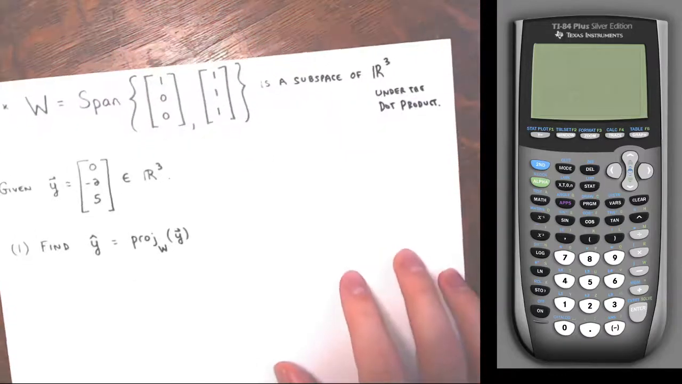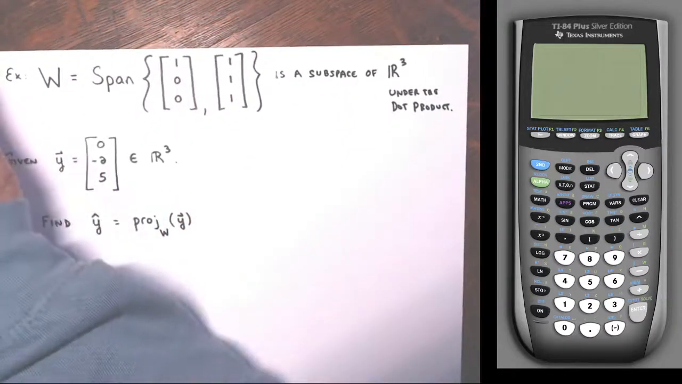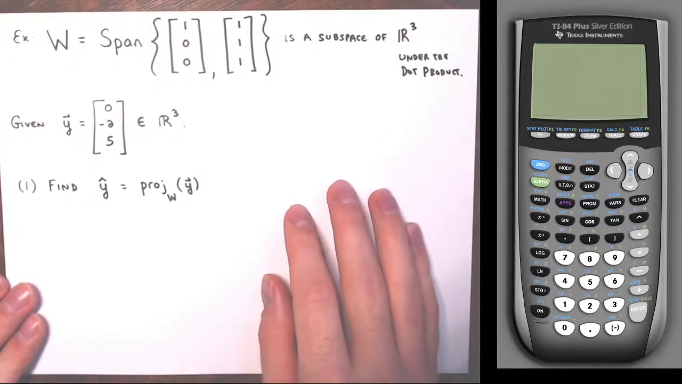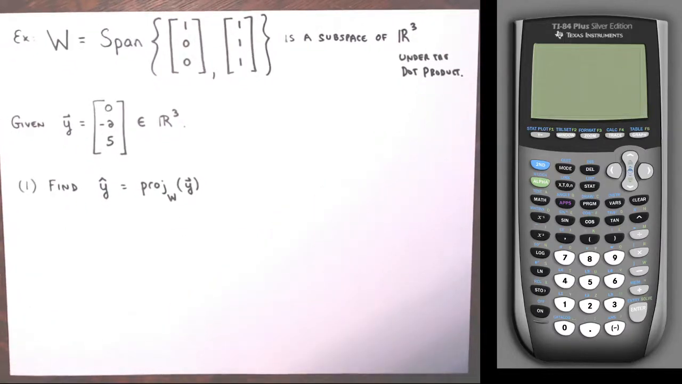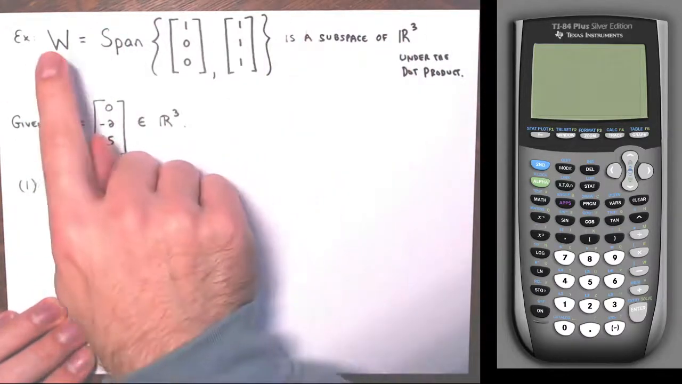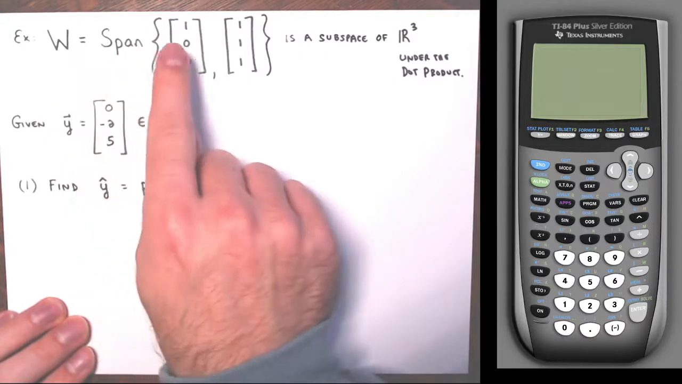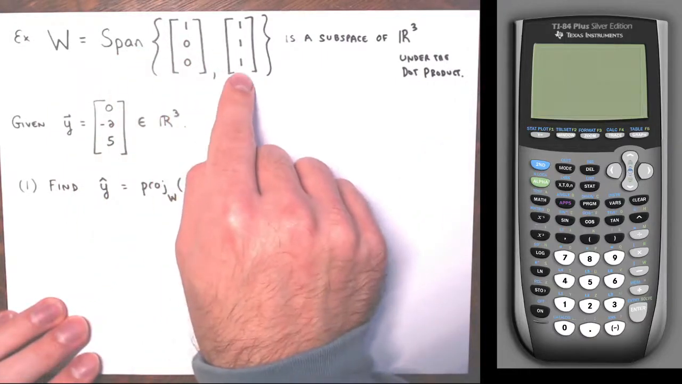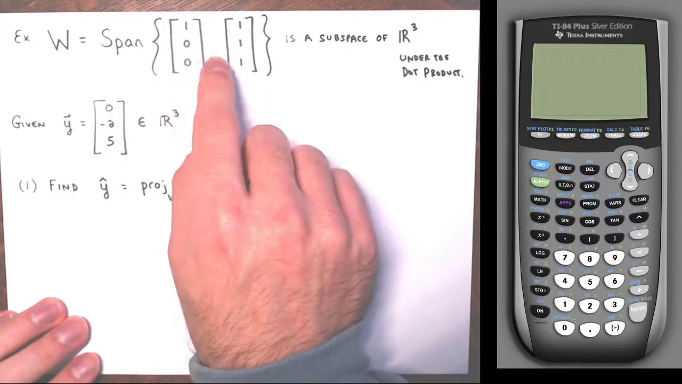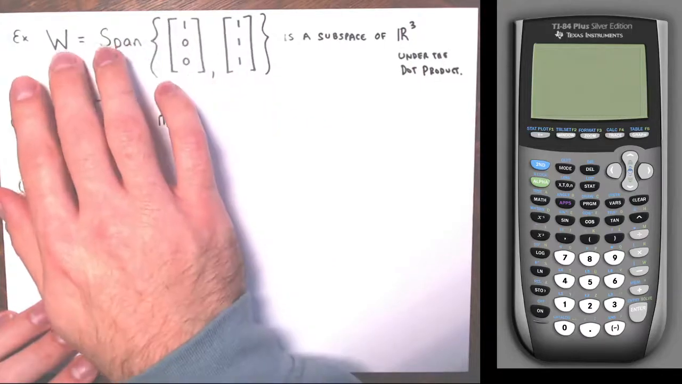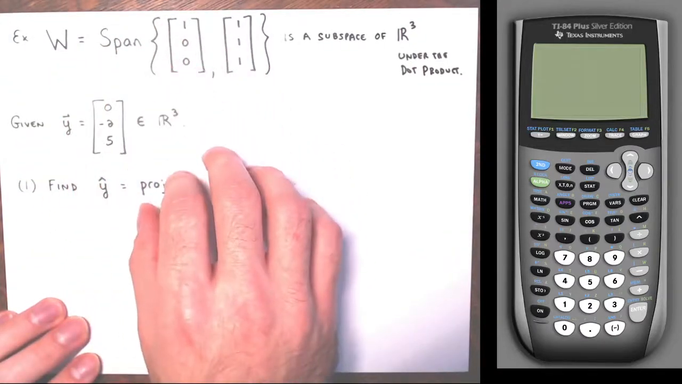Right. So same kind of problem, still in R3, so that way I can show you a picture. And then I can show you some pictures in GeoGebra. This time, my subspace is a subspace of R3. W is the span of two independent vectors, the span of 1, 0, 0 and 1, 1, 1. This is a plane in R3, right? Not a line. So W is a plane containing the origin in R3.